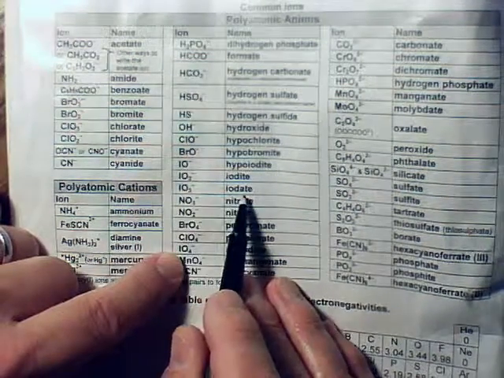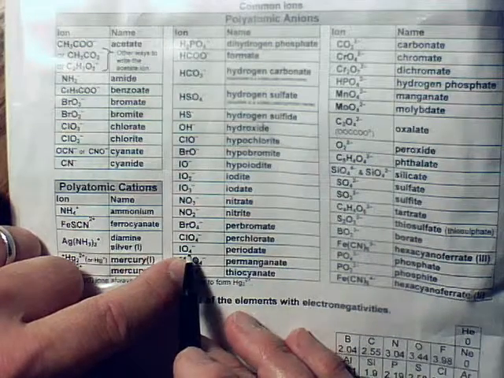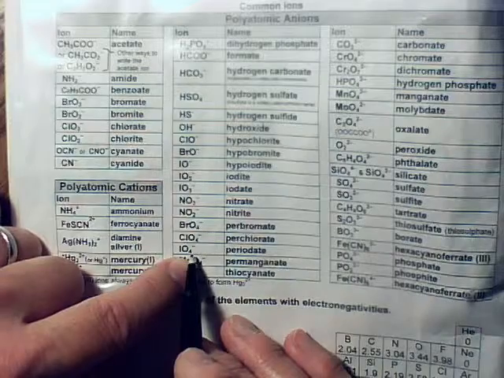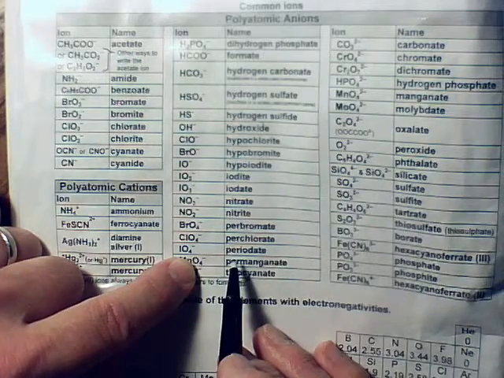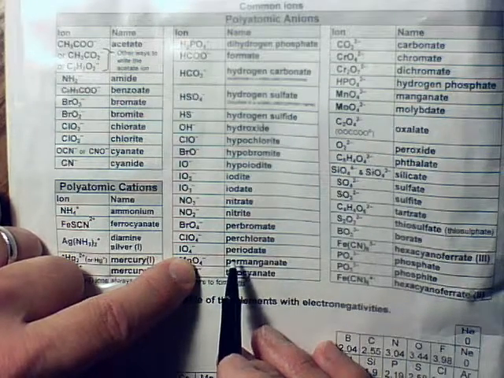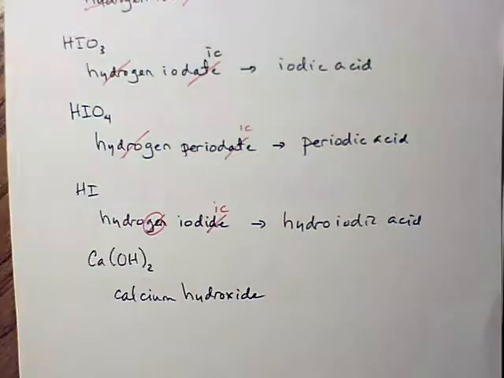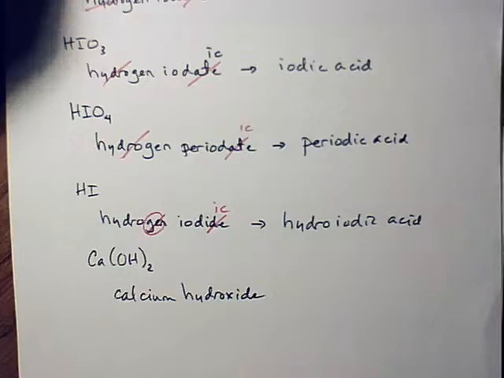IO3 1 negative is iodate. When you add an extra oxygen onto iodate, you get periodate. So it's not really called periodic acid, it's called periodic acid. Okay? I know it looks like periodic acid, but that's not really what it is.